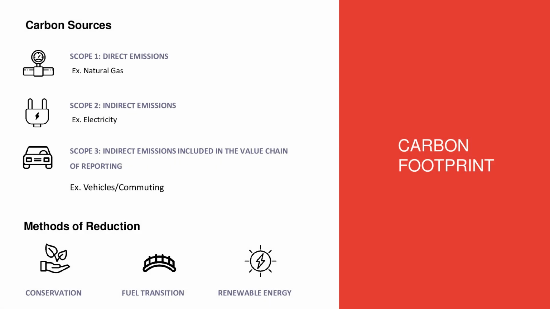We'll talk a little bit about the priorities in a minute, but I just wanted to mention the primary sources of carbon within a typical environment. So there are three scopes: scopes 1, 2, and 3. Scope 1 is direct emissions.